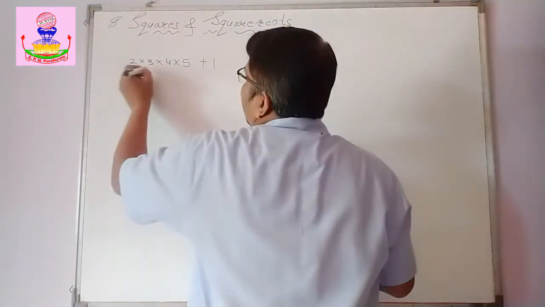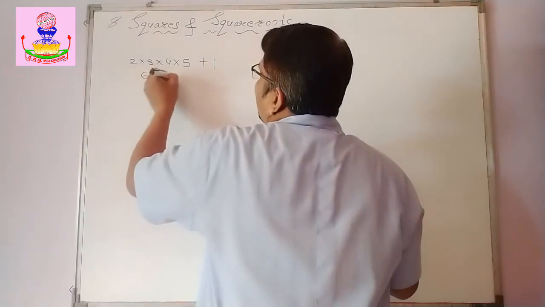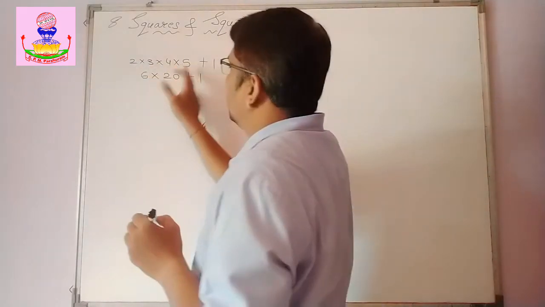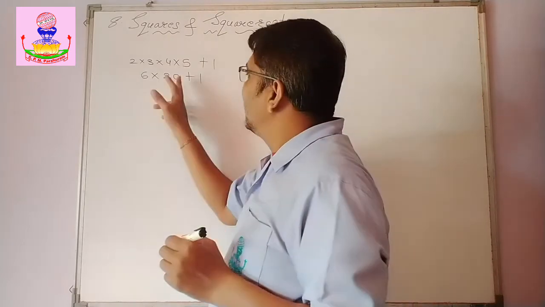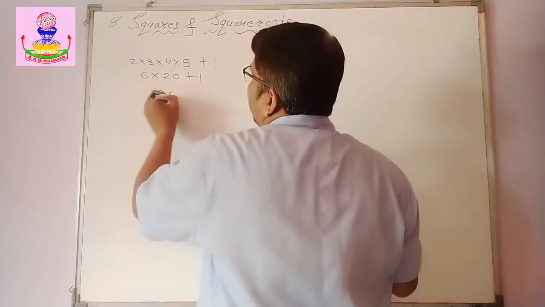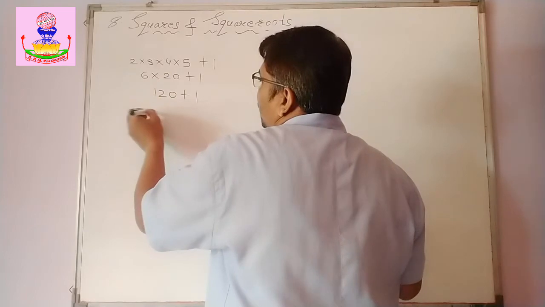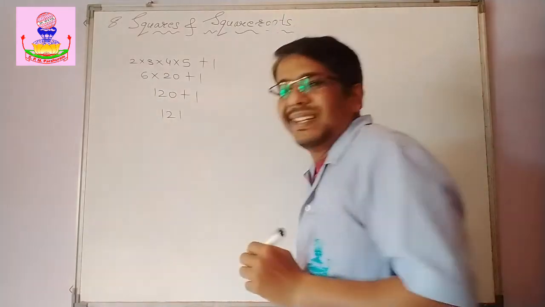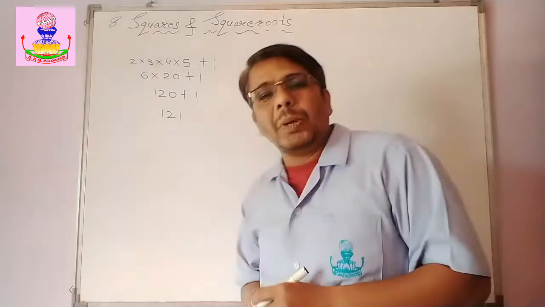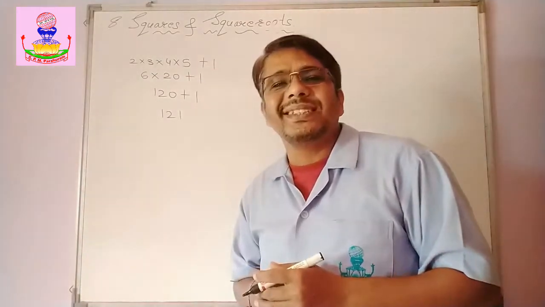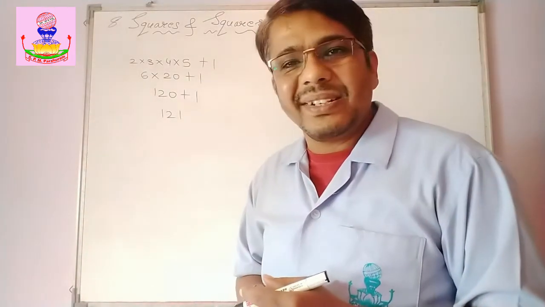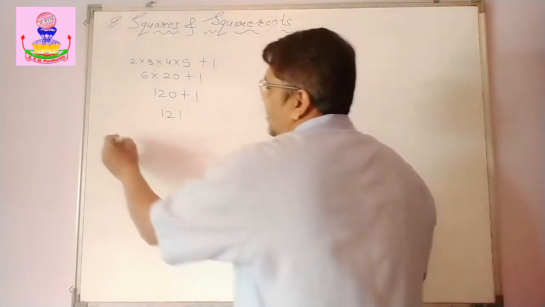Let us check it. 3 2s are 6. 6 into 20 plus 1. 5 4s are 20. Okay. 20 into 6, 120. And 120 plus 1, 121. Is 121 a perfect square? Yes, of course it is. Of whom? 11, right? Now, how to find it?